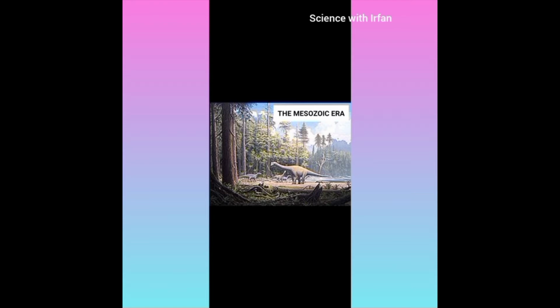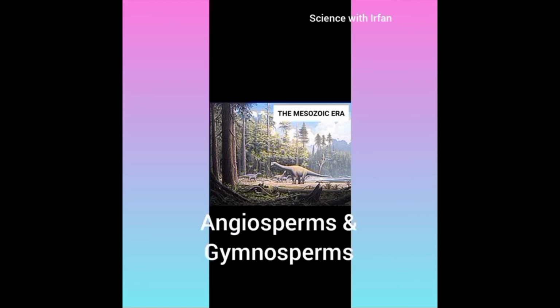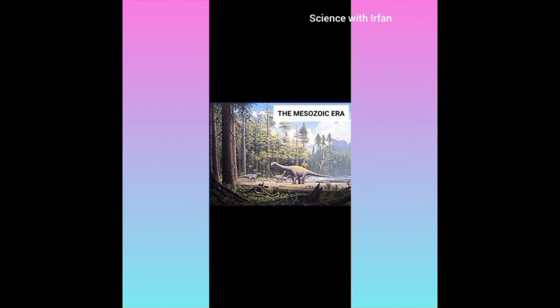Dinosaurs evolved during this era. The first birds and mammals also appeared during the Mesozoic era, although mammals were mostly small and underground. Angiosperms and gymnosperms first appeared.